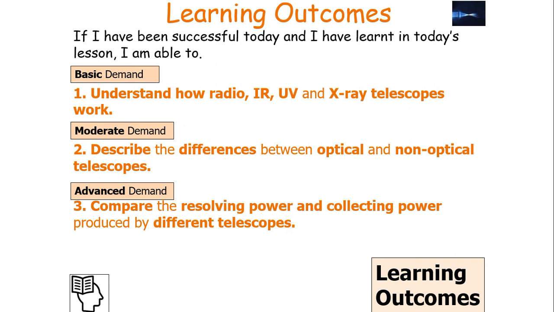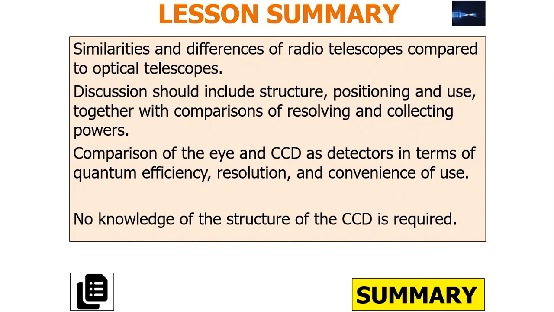So, if we've been successful and we've learnt in today's lesson, we understand how radio waves, infrared, UV and X-ray telescopes work, we can describe the difference between optical and non-optical telescopes, and we can compare the different resolving powers and collecting powers produced by the different telescopes. So, we can state the similarities and differences of radio telescopes compared to optical telescopes. We can discuss the structure, position and use together with the comparisons of resolving power and collecting power. We can then have the comparison of the eye and the CCD as detectors in terms of quantum efficiency, resolution and convenience of use.